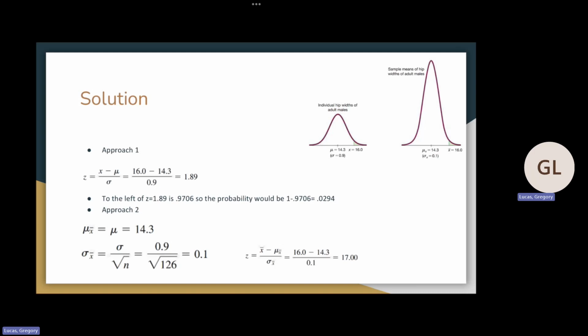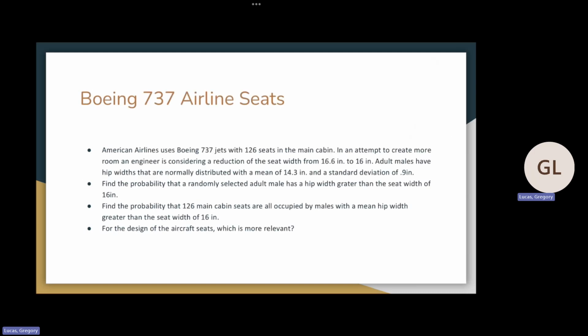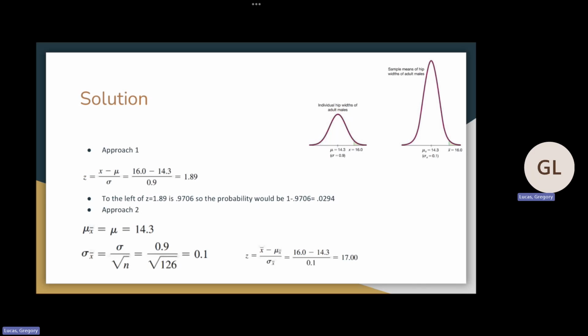All right, let's look at approach one. Approach one, we are just given a singular value. We want to find the probability that a randomly selected adult male has a hip width greater than 16 inches. So I have just an individual value, which is 16. I can plug that right in. 16 minus the mean of 14.3 divided by the standard deviation. We find our z-score. So this is our z.